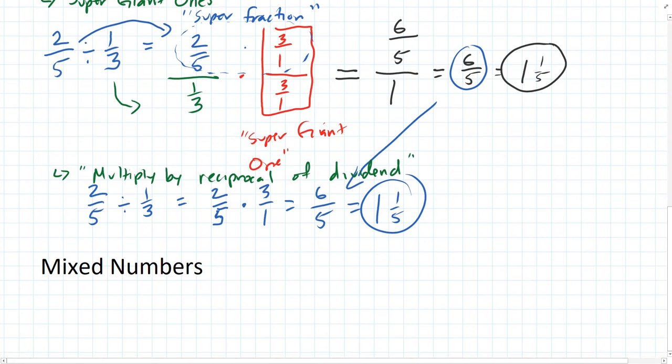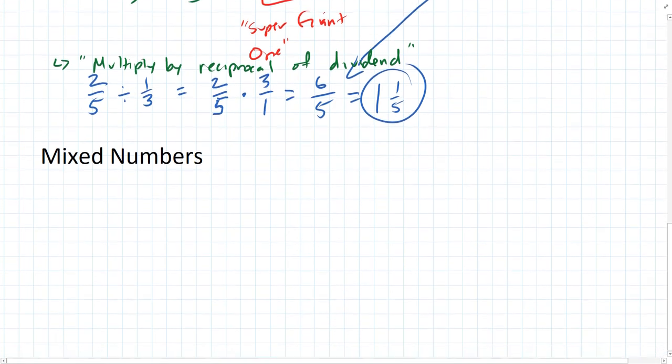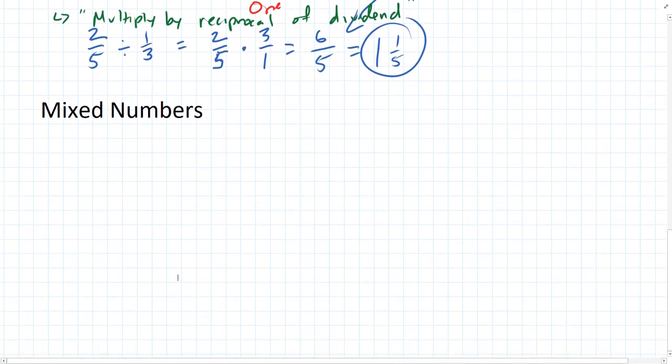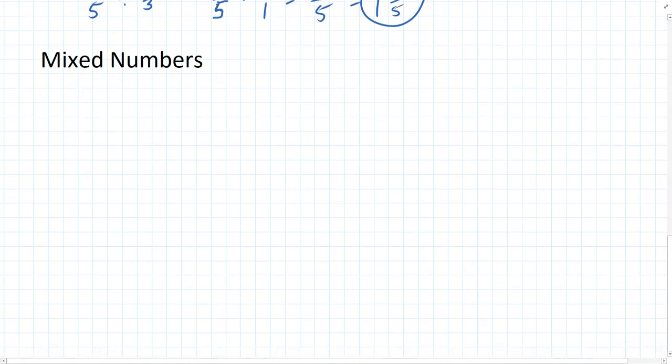Okay. So far we've only looked at fractions that are, I guess, more typical fractions where the numerator is smaller than the denominator. Well, what happens if we look at mixed numbers? Okay, or when we work with mixed numbers. When we work with mixed numbers, generally the strategy is to go ahead and convert mixed numbers to improper fractions.